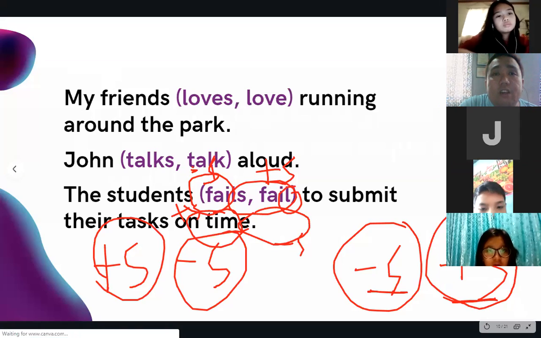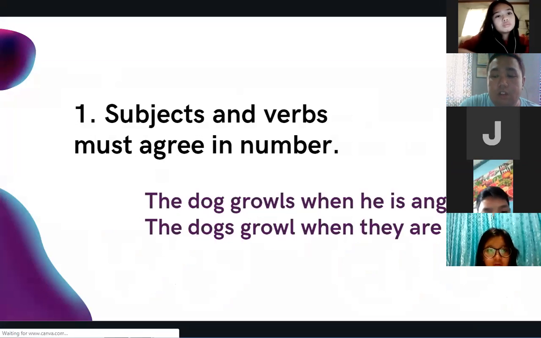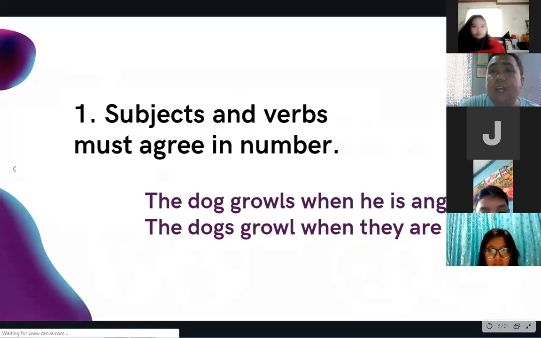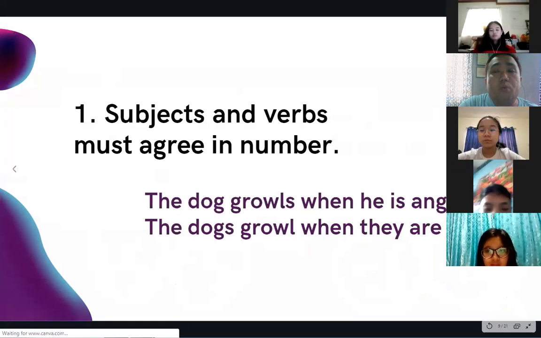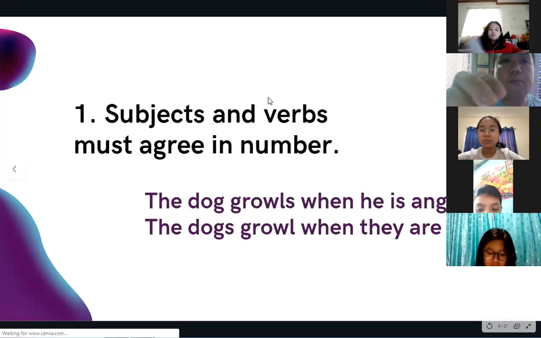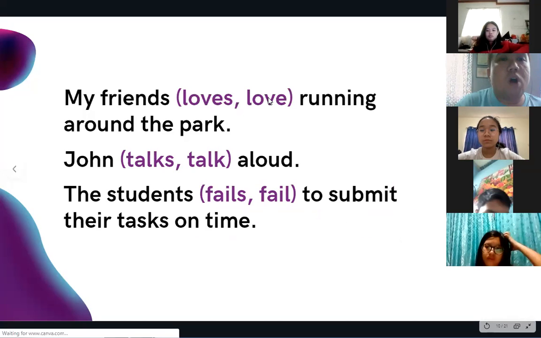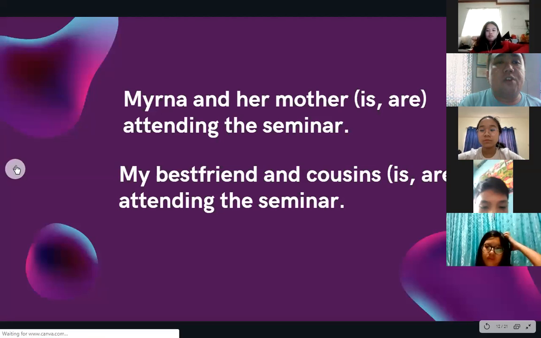Let's try answering the next one. I have here a set of sentences where you will be asked to identify which is the correct form of the verb. So in number 1, my friends love running around the park. If we will follow the rule, your subject here is friends.